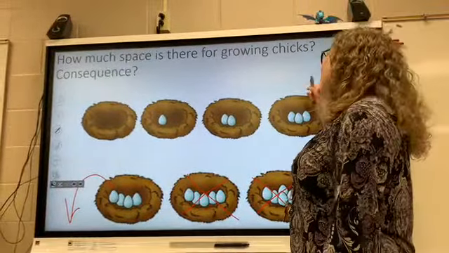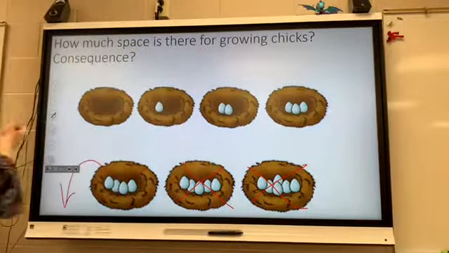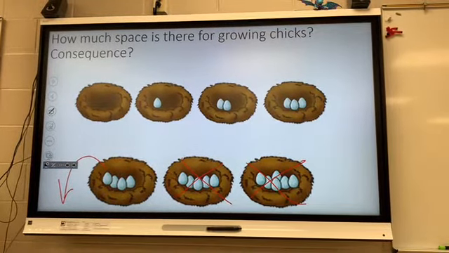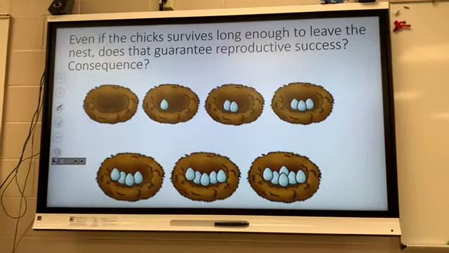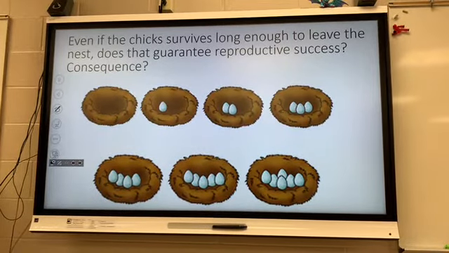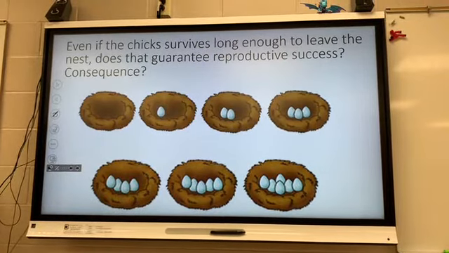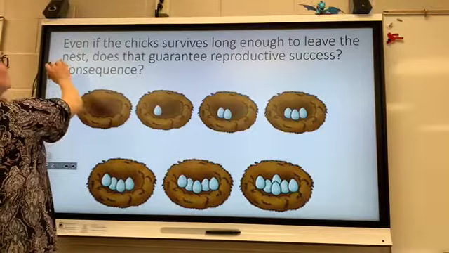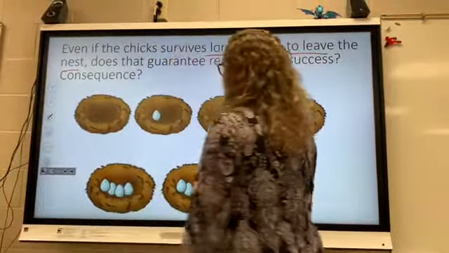Right here, 3, they could probably, by the time they're big enough, be able to fly out of the nest before they bump each other out, but the possibility exists. With the others, there's plenty of space. Even if the chicks survive long enough to leave the nest, is that a guarantee that they will be parents one day? No. This is just getting past childhood, all right? Long enough to leave the nest, that's just being childhood.